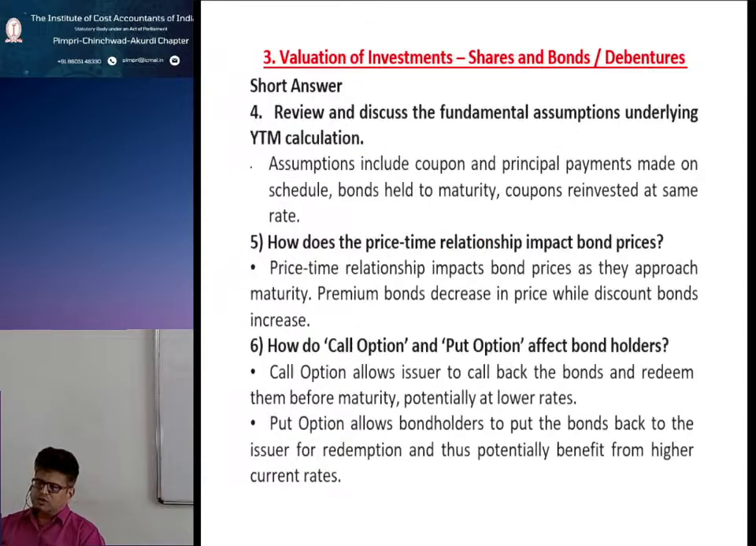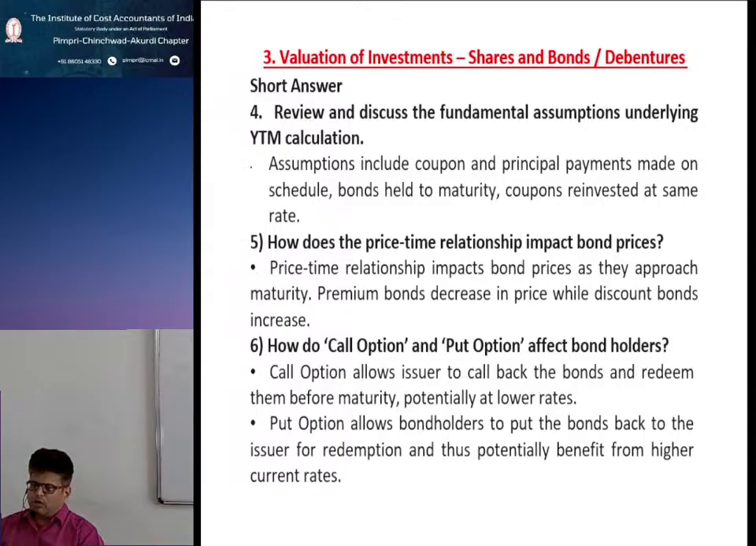And then we saw short question answer number 4, wherein we reviewed and discussed the fundamental assumptions underlying the YTM calculation. The assumptions include that coupon and principal payments are made on schedule, bonds are held to maturity, and coupons are reinvested at the same rate. How does the price-time relationship impact bond prices? Bond prices are impacted as they approach maturity: premium bonds decrease in price while discount bonds increase.